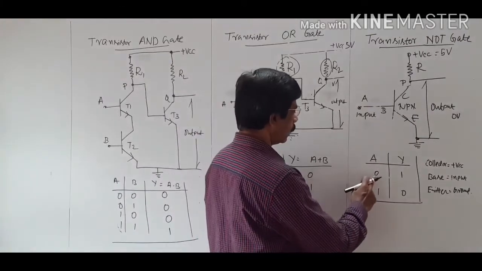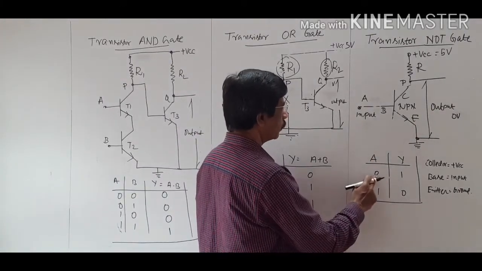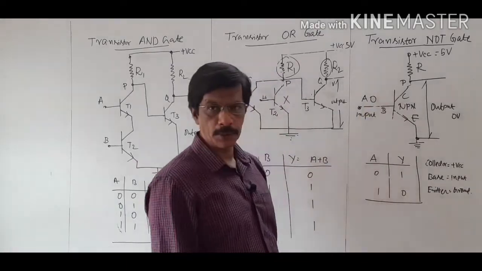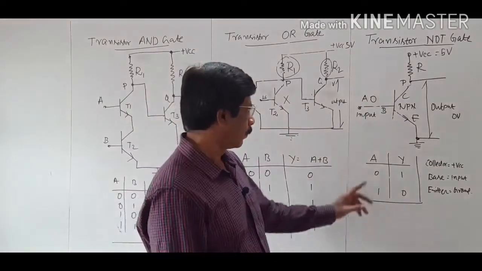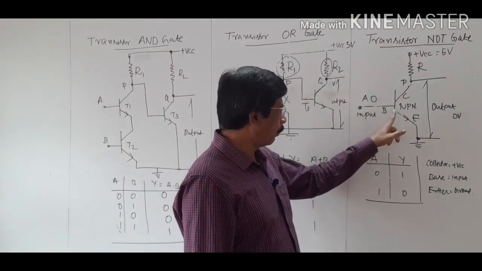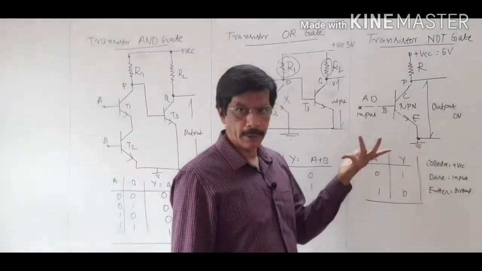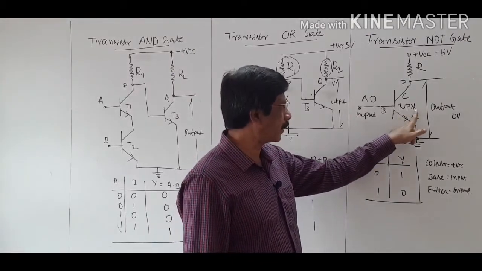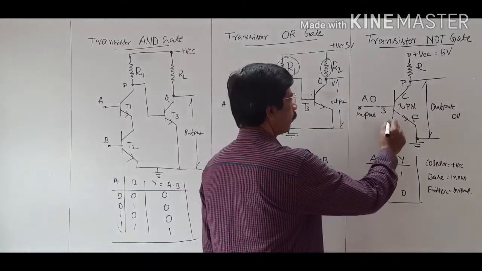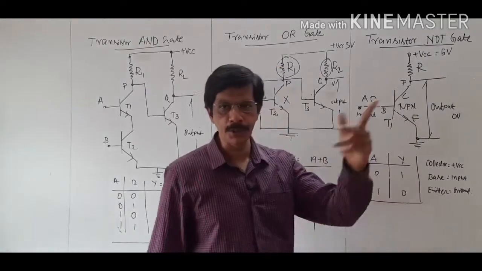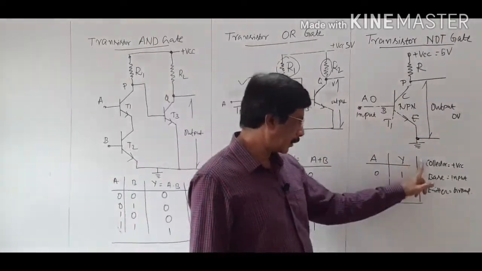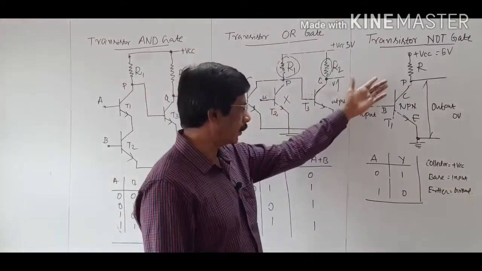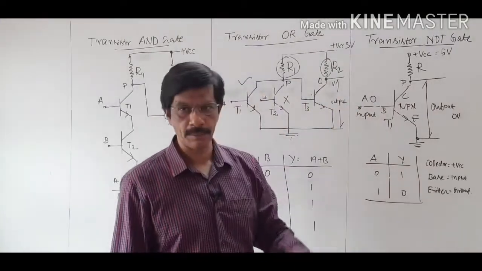First, let us give A is equal to 0. 0 means negative voltage. When the input to the base is 0, no input, definitely the transistor T1 never switch on. Among the three conditions, the second condition fails. Therefore, the transistor is in the off state.